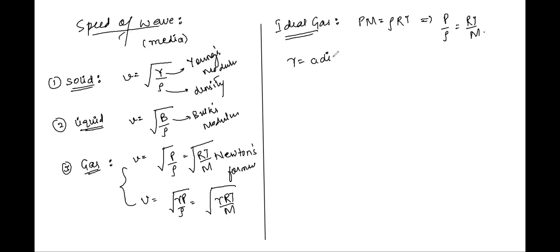What is gamma? Gamma is the adiabatic constant. How is it given in terms of Cp and Cv? Any idea? Cp by Cv equals gamma. Very good.